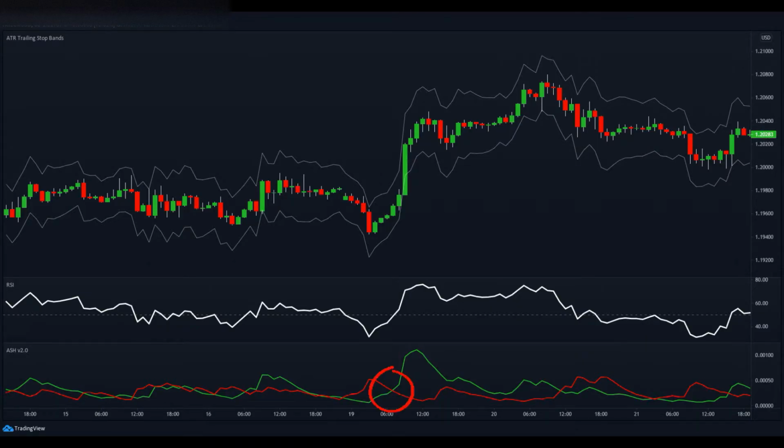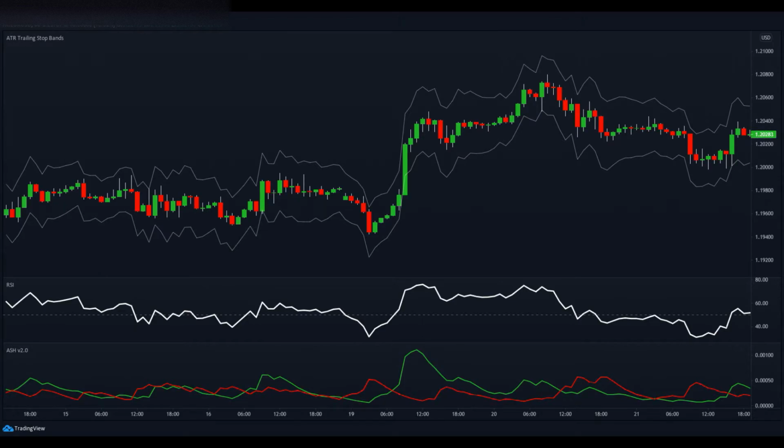For long entries, ASH must cross green above red, and RSI must cross above 50. The ideal entry would be when both indicators give a signal at the same time, i.e., when RSI crosses above 50 and ASH crosses green above red on the same candle, then we enter long. Stop loss goes 2 times ATR away from price, and take profit 2 times risk, meaning 4 times ATR.